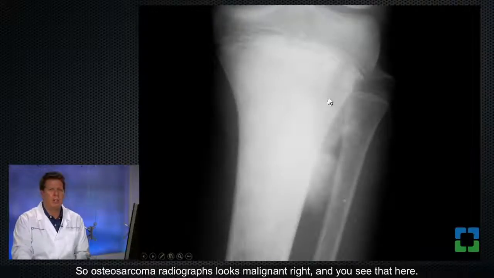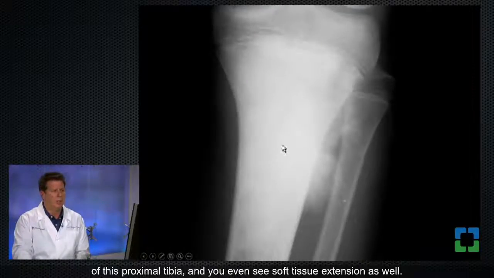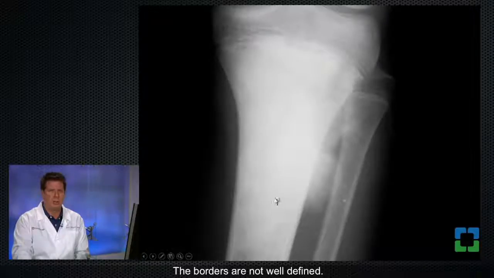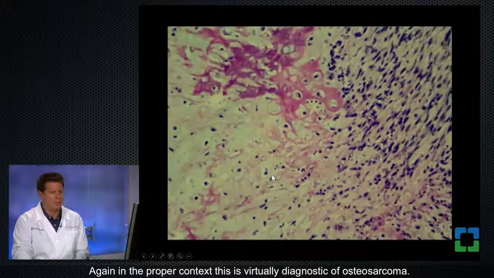So osteosarcoma radiographs look malignant, right? And you see that here. This is a lesion that basically has clouded out, if you will, the metaphyseal region of this proximal tibia, and you even see soft tissue extension as well. The borders are not well defined. Again, in the proper context, this is virtually diagnostic of osteosarcoma.